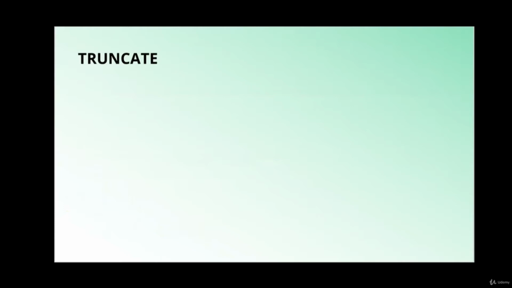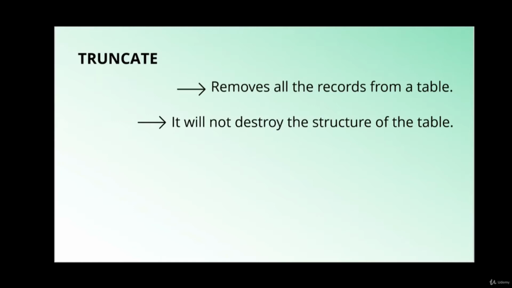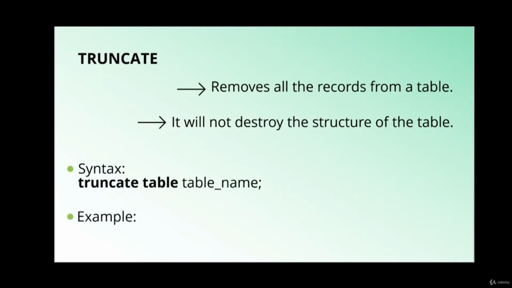The next DDL command is truncate. Suppose you want to delete old records in order to add new ones, but you want to preserve the structure of the table. In that case, you will use the truncate command. What the truncate command does is it removes all the records from a table, but it will not destroy the structure of the table. The syntax for truncate is truncate table and then we'll have to specify the table name. For example, if I want to delete all the records of a table named student, I'll write the query as truncate table student.